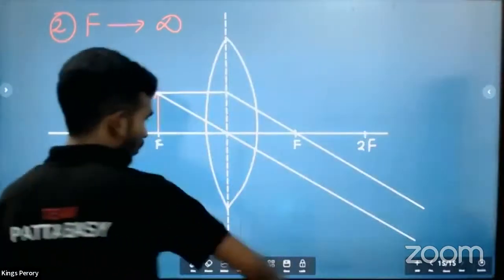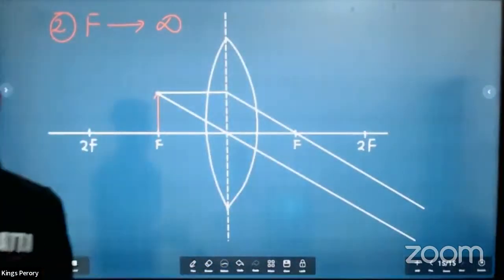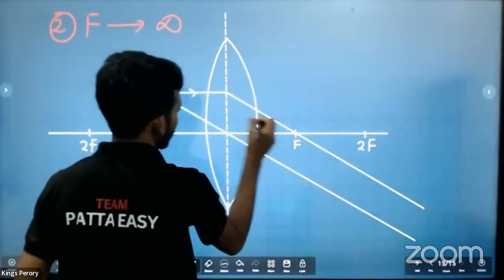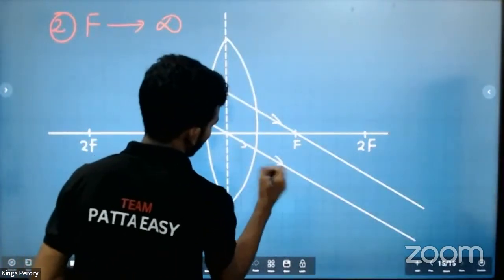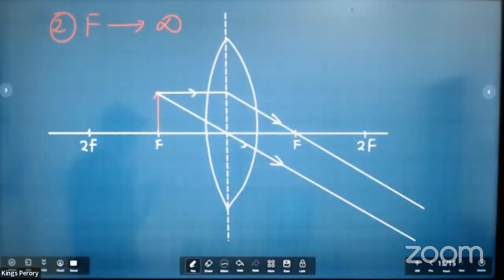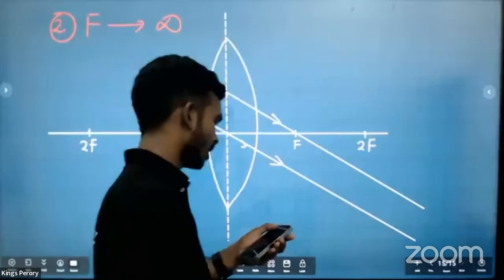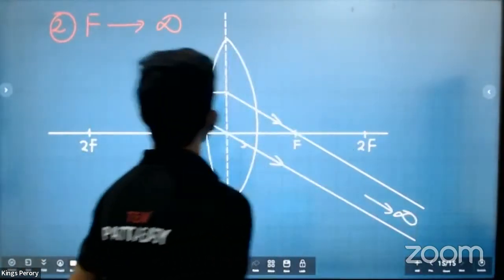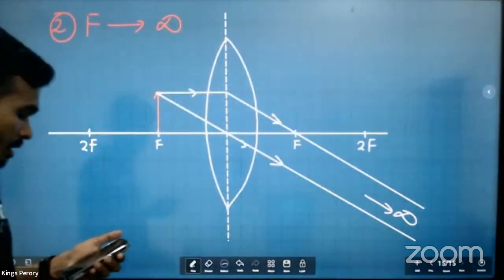You all tell me, are they going to meet anywhere this side? Don't forget the arrows. Coming, going there, going there. Are they going to meet? Sorry, no meeting point. They will travel until infinity. Image formed at infinity.